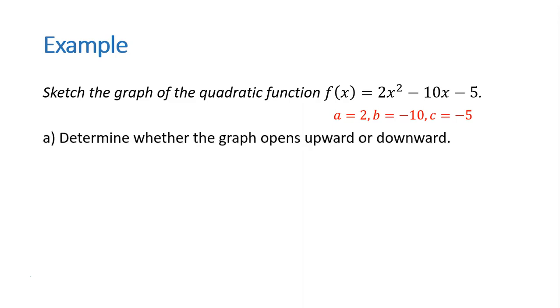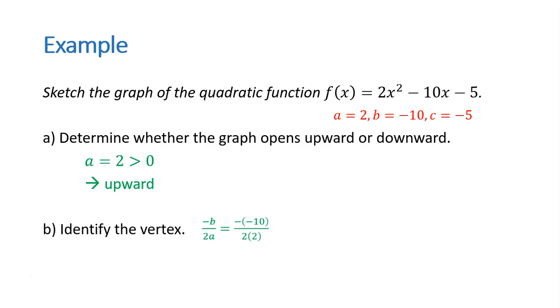A tells us our orientation. In this case, a is 2, which is greater than 0, which means we're going to be oriented upward. Now what about our vertex? Vertex is always h comma k. In this case, h is going to be whatever negative b over 2a is. So negative b is going to be negative 10. 2 times a is going to be 2 times 2. So this is 10 over 4, simplified down to 5 over 2.